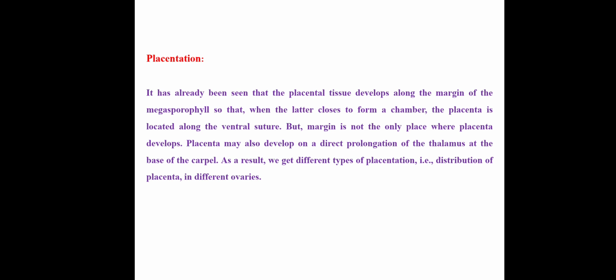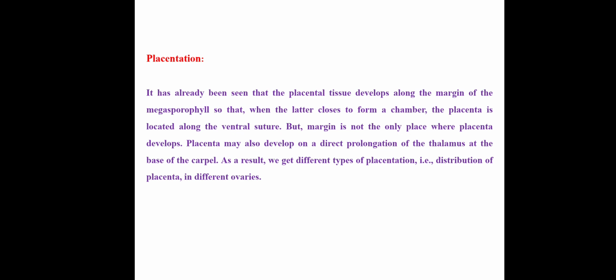called placenta. Depending upon the structure and position of the placenta, placentation is the term used for the modification of the ovary. So what exactly is placentation? It has already been seen that the placental tissue develops along the margin of the megasporophyll, so that when the latter closes to form a chamber, the placenta is located along the ventral suture. Always keep in mind that the placenta is situated along the ventral suture.